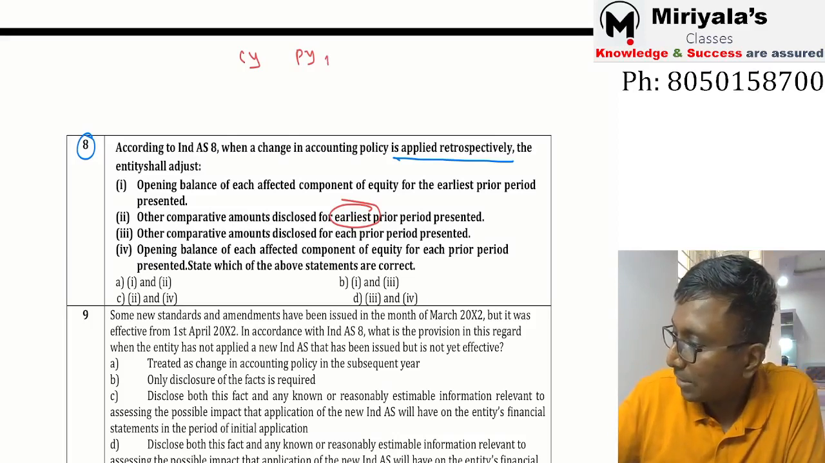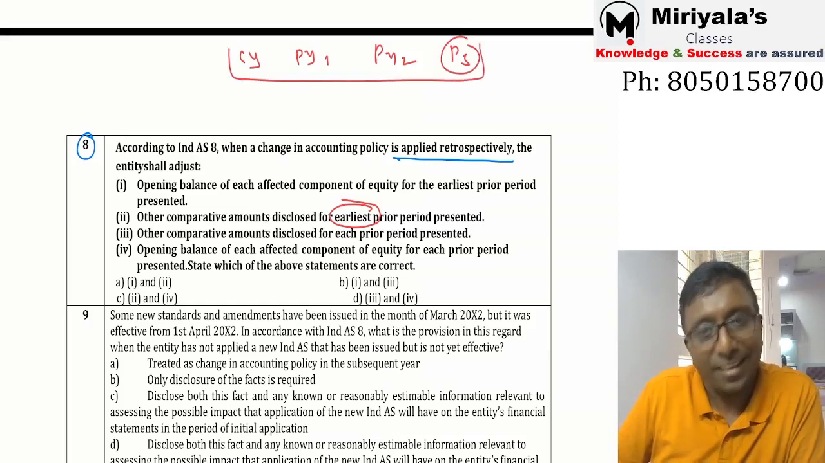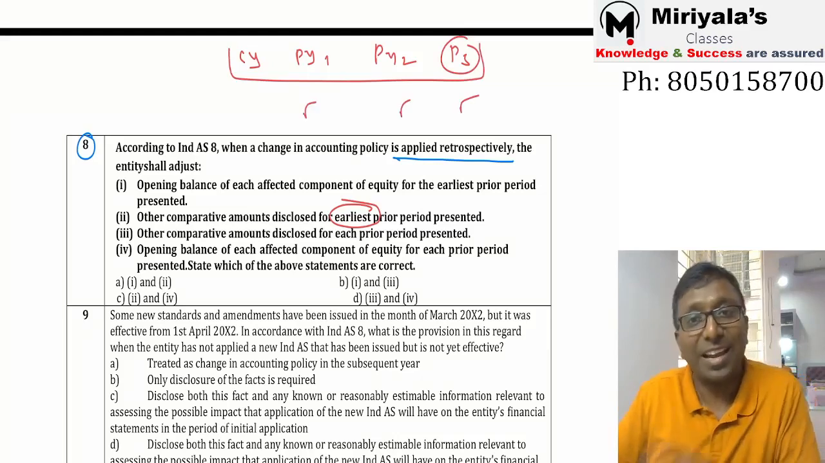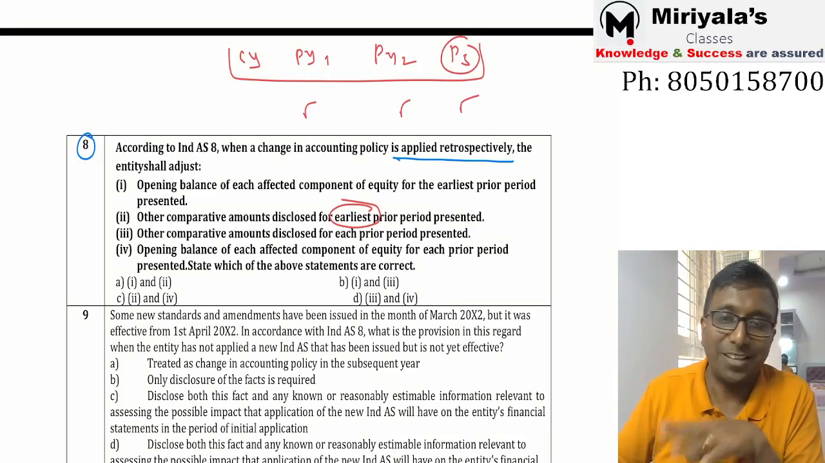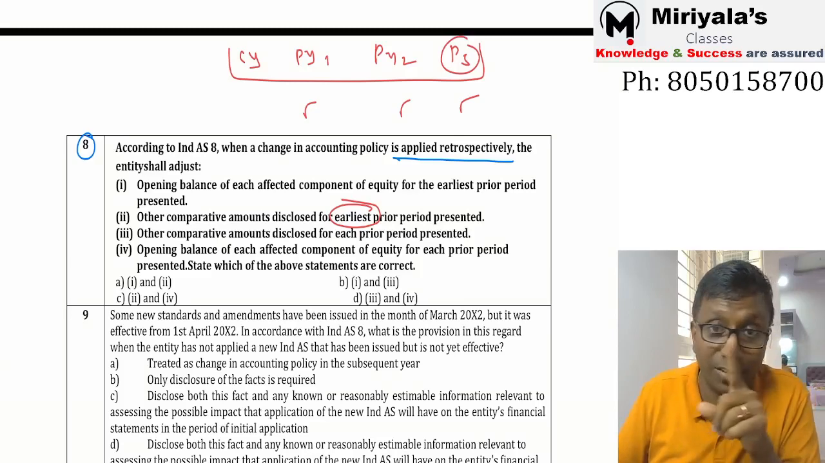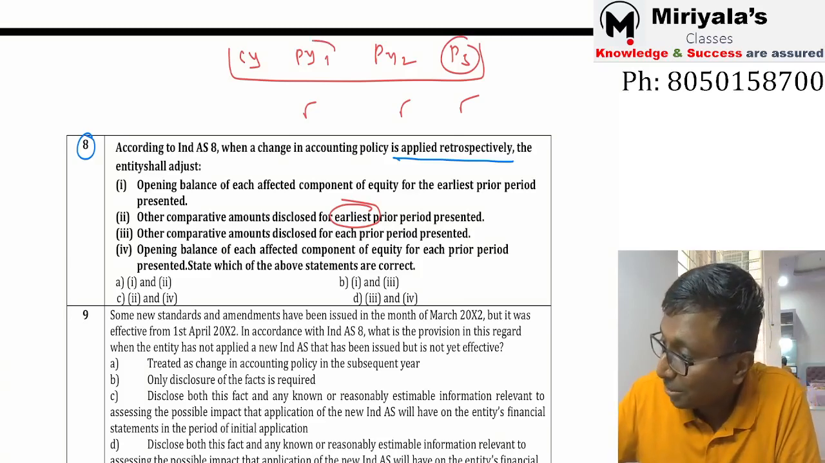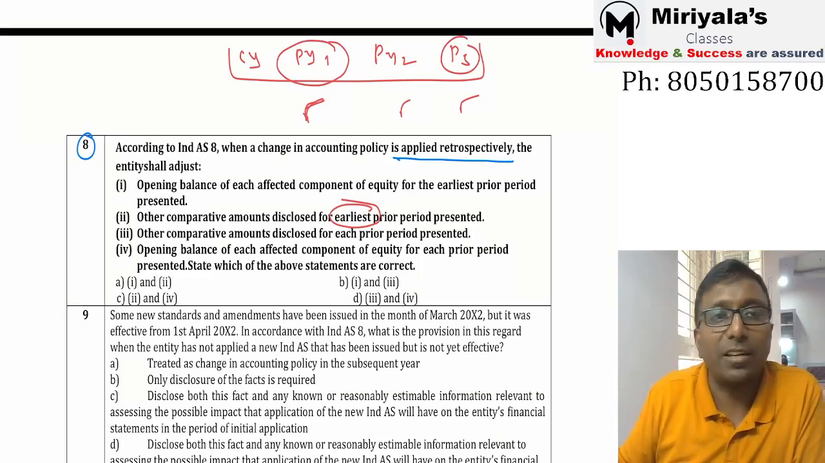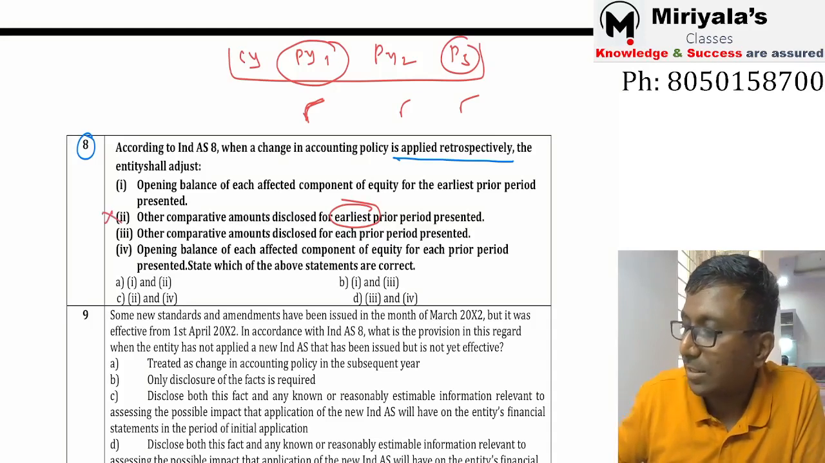Correct? Sir, previous year 1, previous year 2, previous year 3. Suppose you gave four columns. Yes, if you give four columns, you have to adjust it in all the four columns. You don't have a choice. "Earliest prior period only" means he's saying adjust it only in previous year 1, which is not correct. That's why the second is obviously not correct.